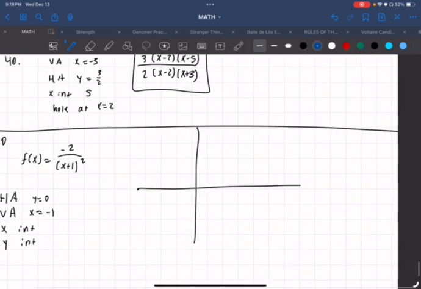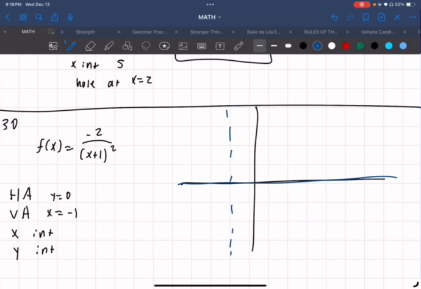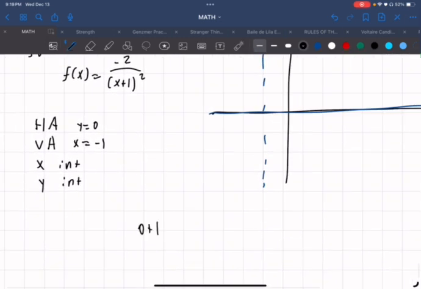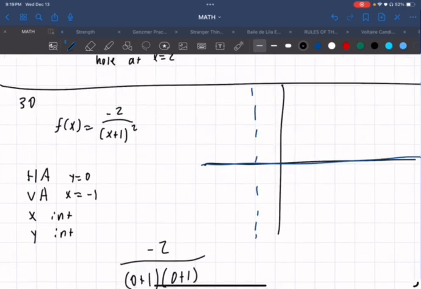Alright, so let's draw the asymptotes. Okay. Now, there is no x-intercept, but we can figure out what the y-intercept is, right? And then 0 plus 1 will just be 1 times 1, so that would just be negative 2 over 1, negative 2, so the y-intercept is negative 2, which is right there.